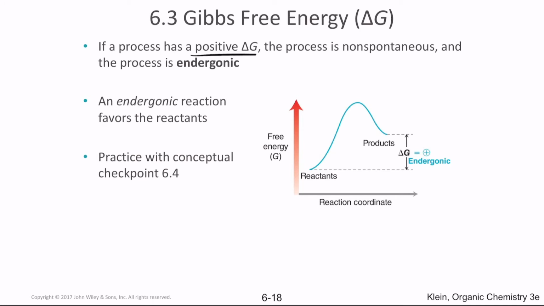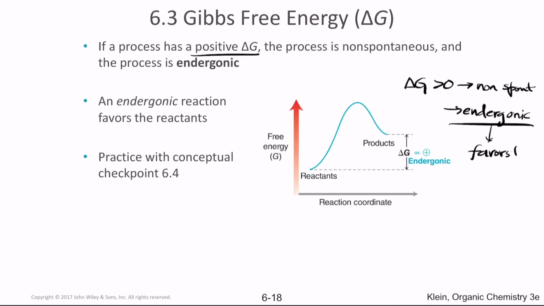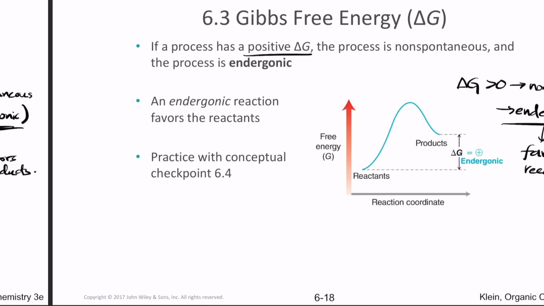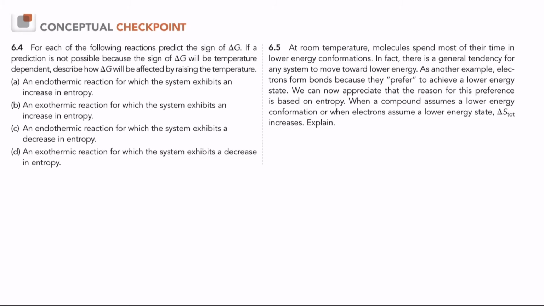Now if the process has a positive G, so if delta G is greater than 0, we know that this is a non-spontaneous process, and because it's a non-spontaneous process, the other name for it is an endergonic reaction. So an endergonic reaction is a reaction that favors the reactants. An exergonic reaction favors the products. So this is the main difference between them in terms of Gibbs free energy. So use the principles that you learned now. Pause the video right here and try to solve this problem.